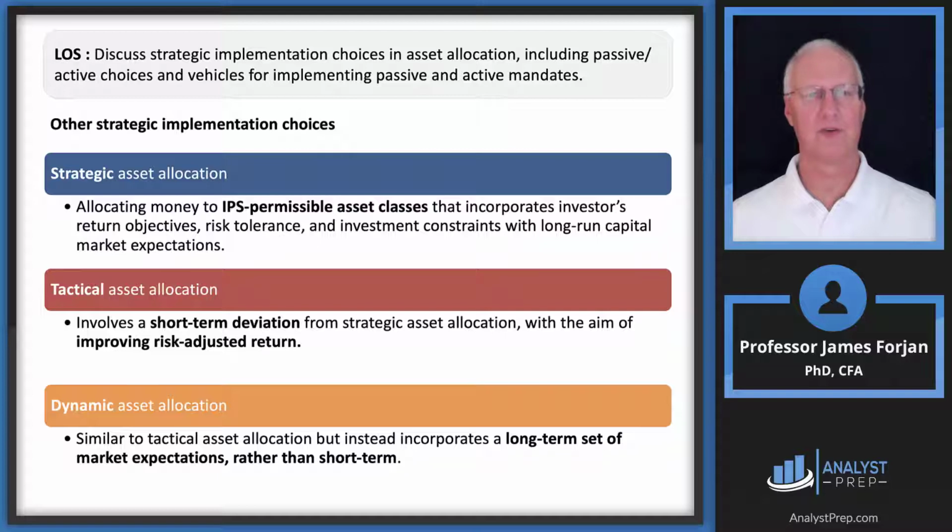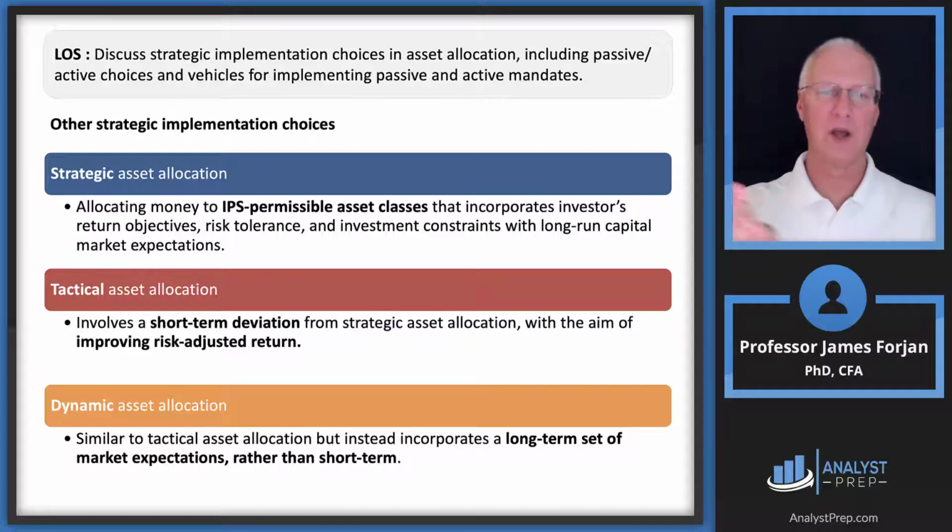All right, so how about other strategic implementation choices here? How about if we allocate some of our capital to IPS permissible asset classes? So what we're going to do is say something like equities and fixed income, but let's go ahead and surf. Think we're in the ocean on a surfboard, and we're going to surf over there to alternative investments, or maybe artwork from some emerging market artist. It could be almost anything.